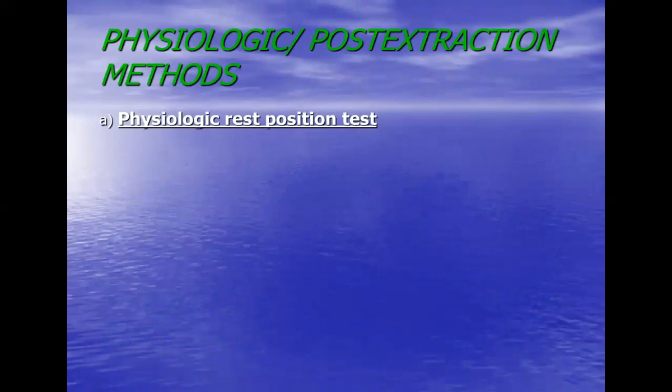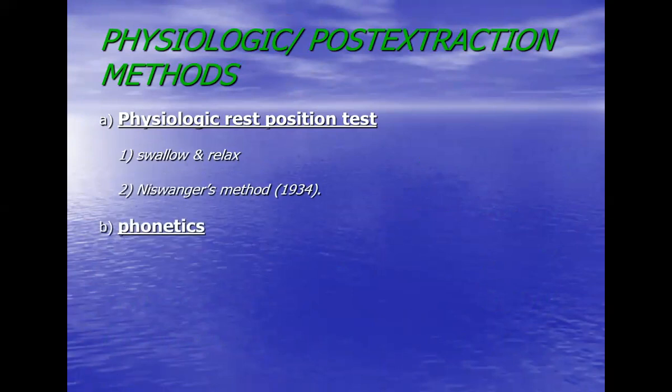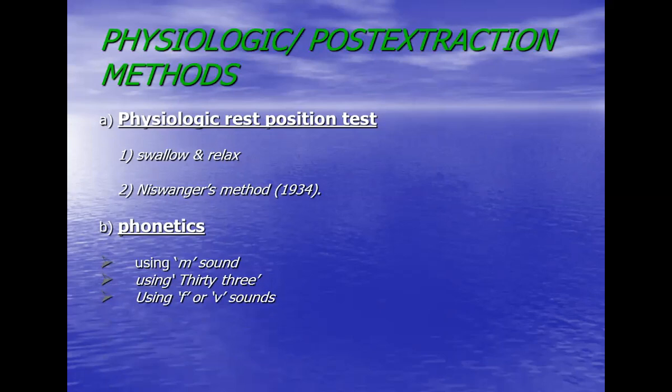Then you have physiological methods, which we use now. The patient does not come dentate, the patient comes edentulous. So in an edentulous patient, we focus on the physiological rest position. We do not have vertical dimension of occlusion, we have vertical dimension of rest, so we target that rest vertical dimension, subtract 2 to 4 millimeters, and we get the vertical dimension of occlusion.